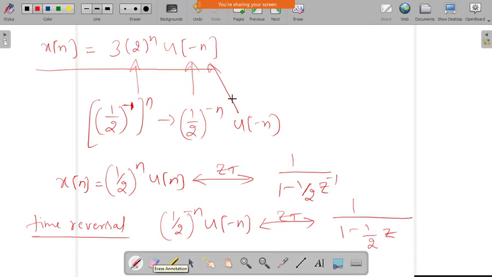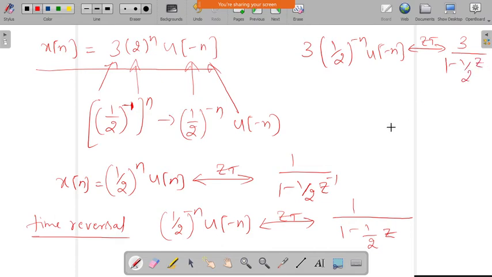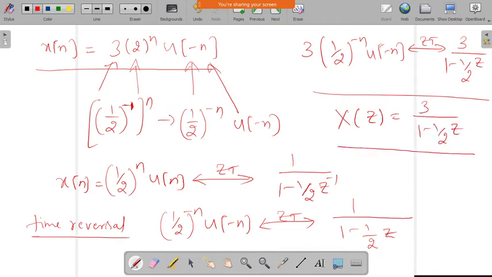Now, using the linearity property, we scale it. So we have 3 into half power minus n into u of minus n. The same scaling factor multiplies the corresponding z transform, 1 over 1 minus 1 by 2 z. So this is the z transform of the given signal. Is it clear? Any doubt in this? Hello? No, sir. Okay.